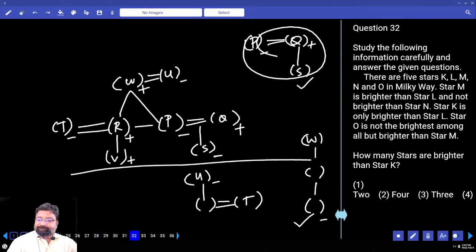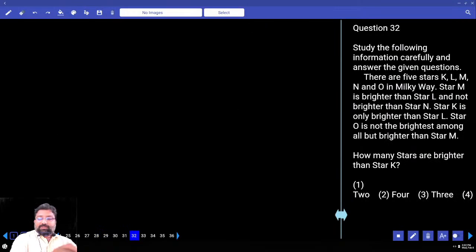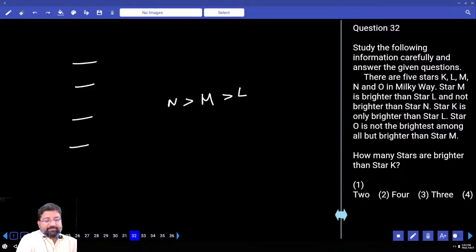Let's go for the next puzzle here. There are 5 stars K, L, M, N and O in a Milky Way. Star M is brighter than L but not brighter than star N. 5, right? Star K is only brighter than L.